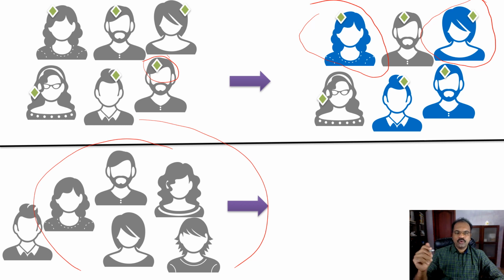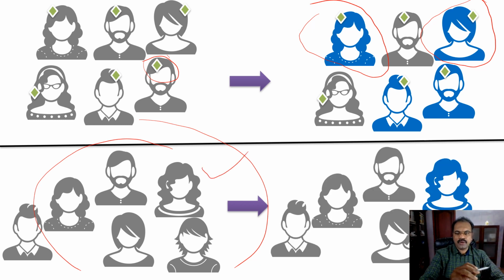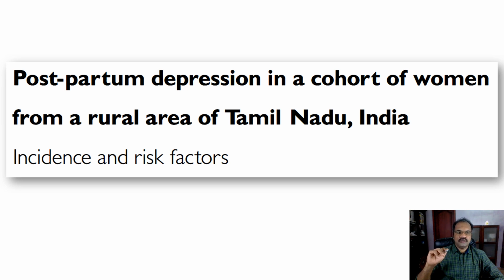And also in the group that did not have the exposure, you see how many people developed the condition. By comparing the number of people who developed the condition in the exposed group and in the non-exposed group, suppose in the exposed group the outcome is higher, in that case you can say that this particular exposure is a risk factor for this particular outcome. For example, this is a study titled postpartum depression in a cohort of women from a rural area of Tamil Nadu, India, incidence and risk factors. So here they have the incidence, and also risk factors. We will discuss this here, and in the next subsection we will also be seeing about the risk factors.